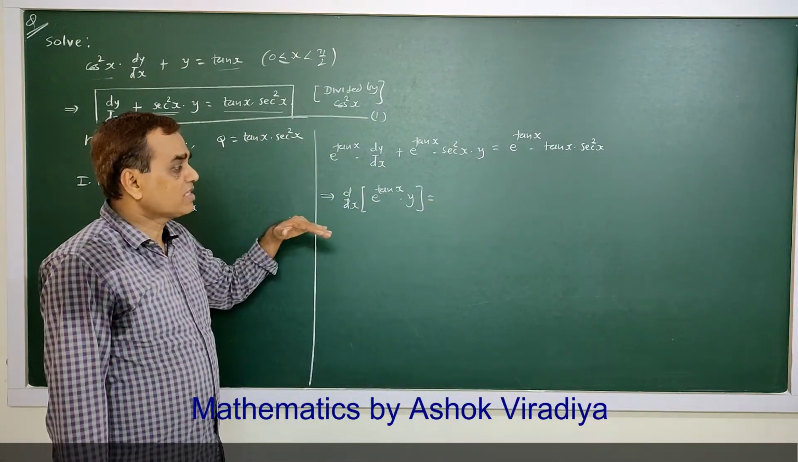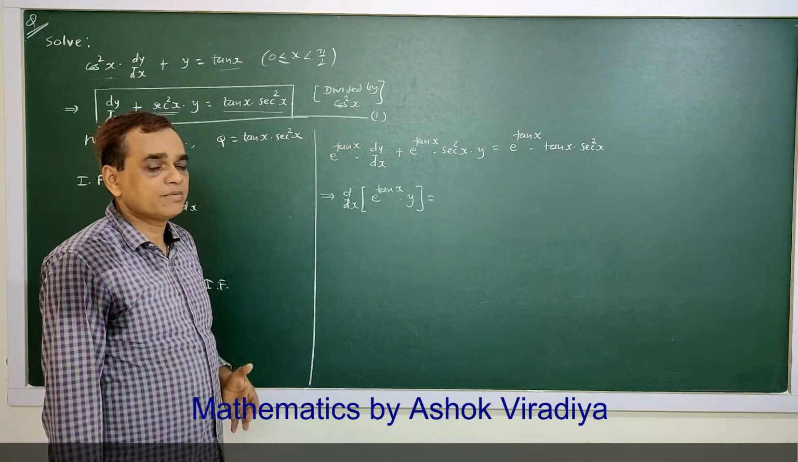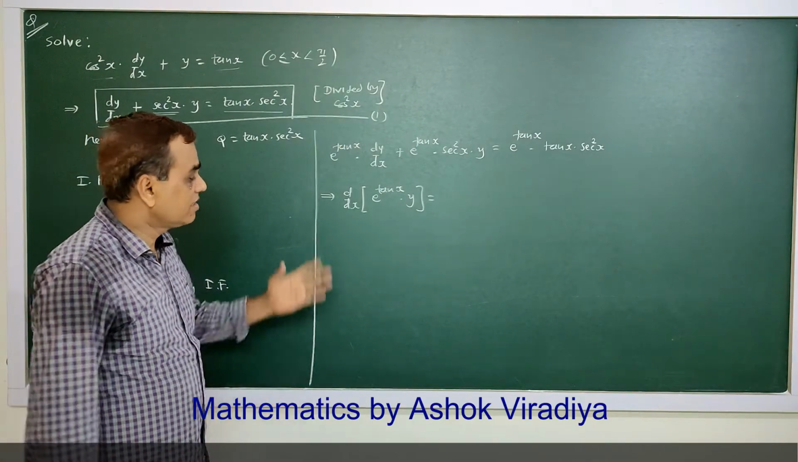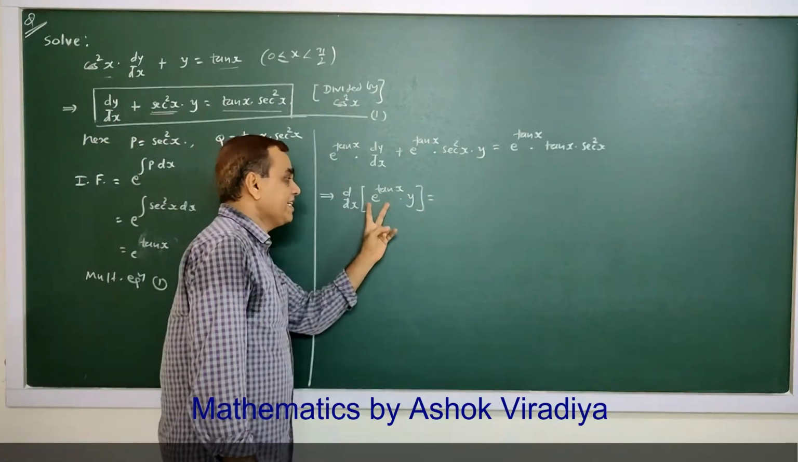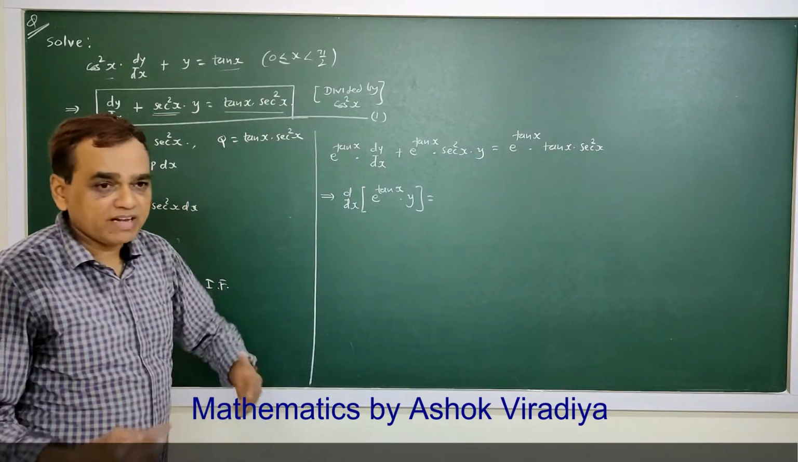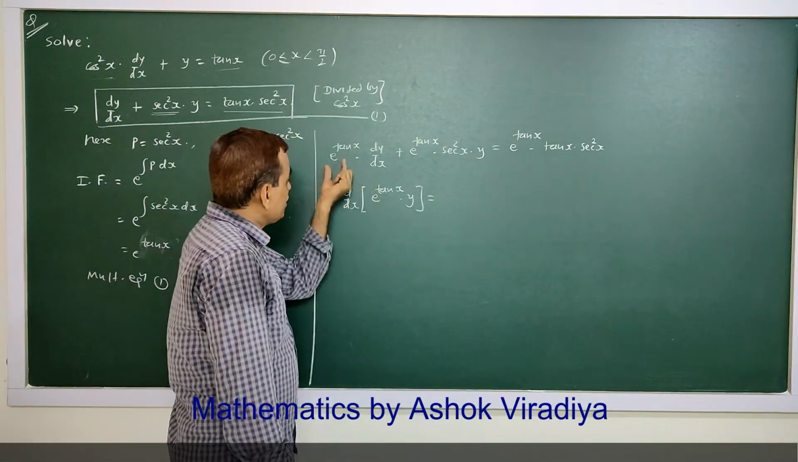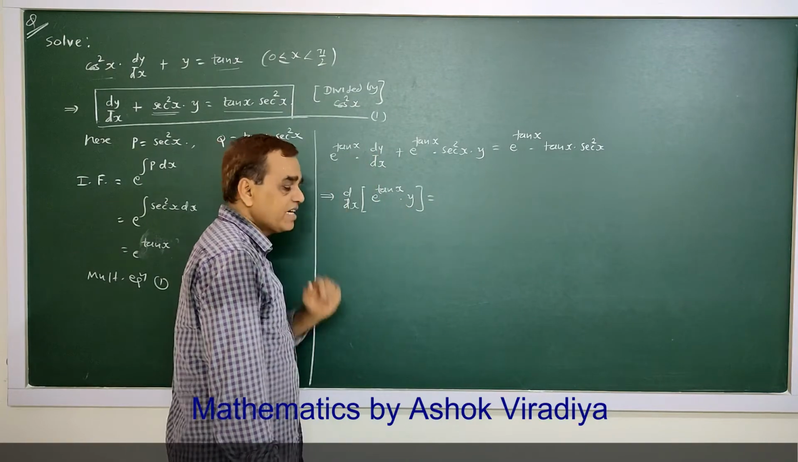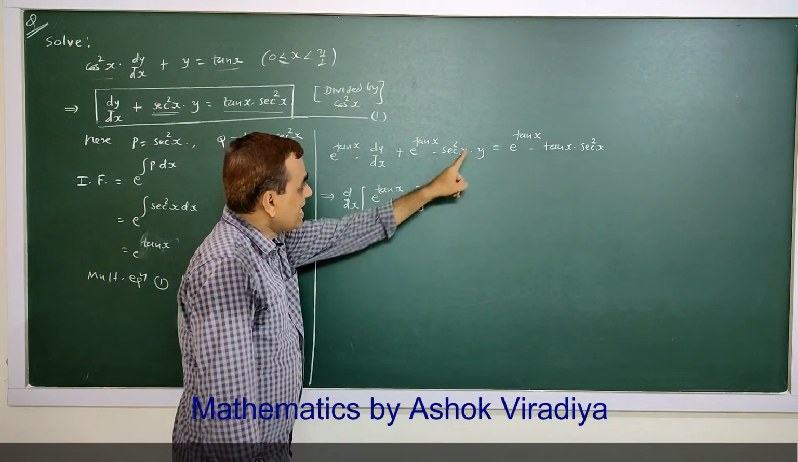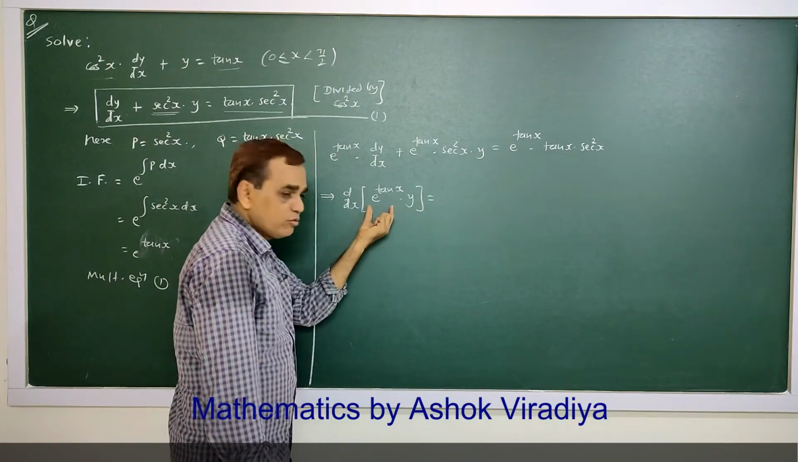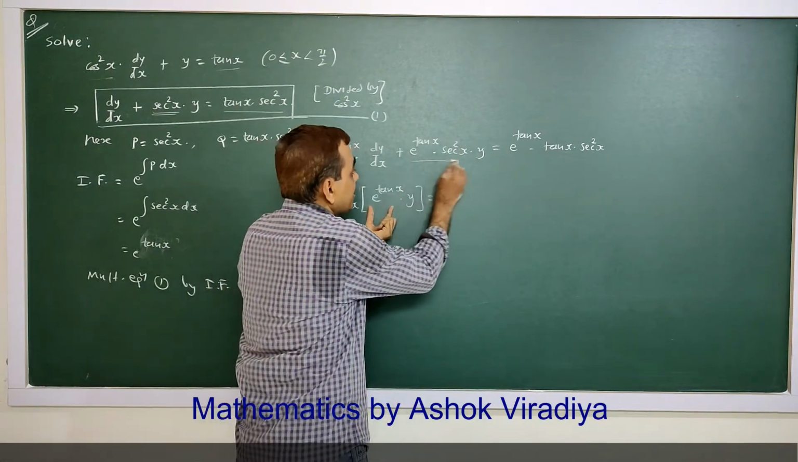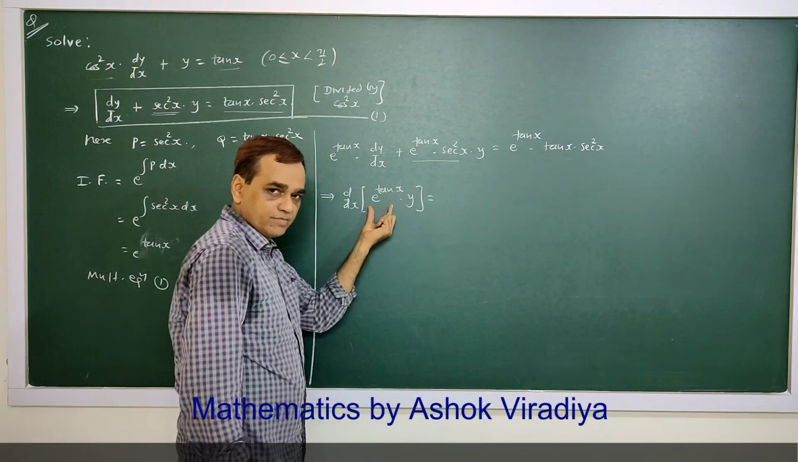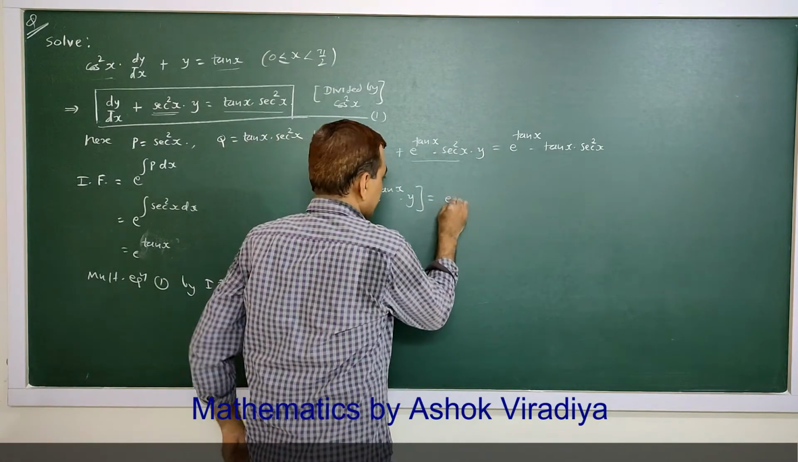So whatever was the left hand side in the previous step will always be the derivative of integrating factor into y. You can verify. Look here, this is u, the derivative of y is dy by dx, then y as it is, and what is its derivative? It is e raised to tan x into sec square x. RHS keep as it is.